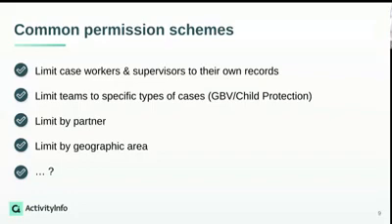So some of the permission schemes that we see quite frequently, this is just a list. The first thing is that you might want to limit caseworkers and supervisors to see their own records. So if you're working with an individual, you can see their record, but you can't see the data belonging to another caseworker. That's a useful way of keeping things in silos.